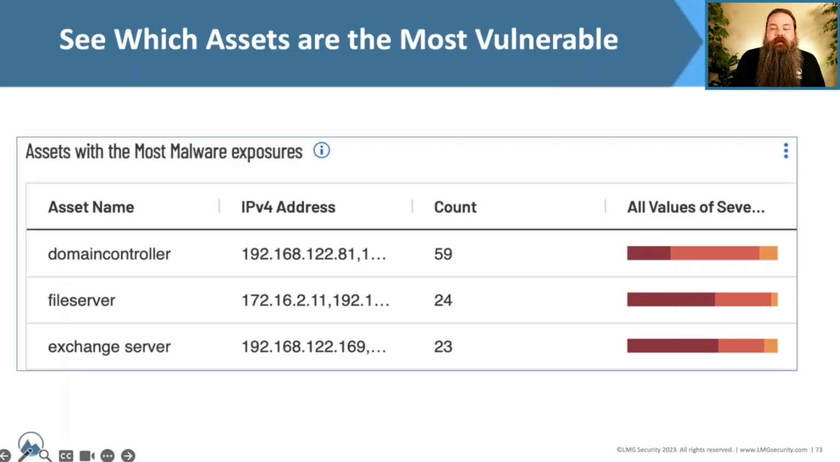We also want to make sure we're keeping track of which assets are the most vulnerable on the system. And again, this is coming out of the Tenable dashboard. This is telling us that we have a high count of vulnerabilities on our domain controller, on our file server, and on our Exchange server. Obviously, those are going to be some pretty important elements of our network, so we'll want to prioritize those, make sure that we understand exactly what our remediation steps look like, how long it's going to take, and what kind of resources we're going to need.